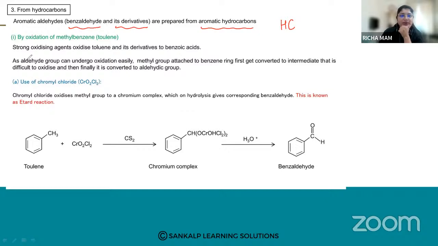First is by oxidation of methyl benzene. If you do oxidation of methyl benzene, methyl benzene is toluene.